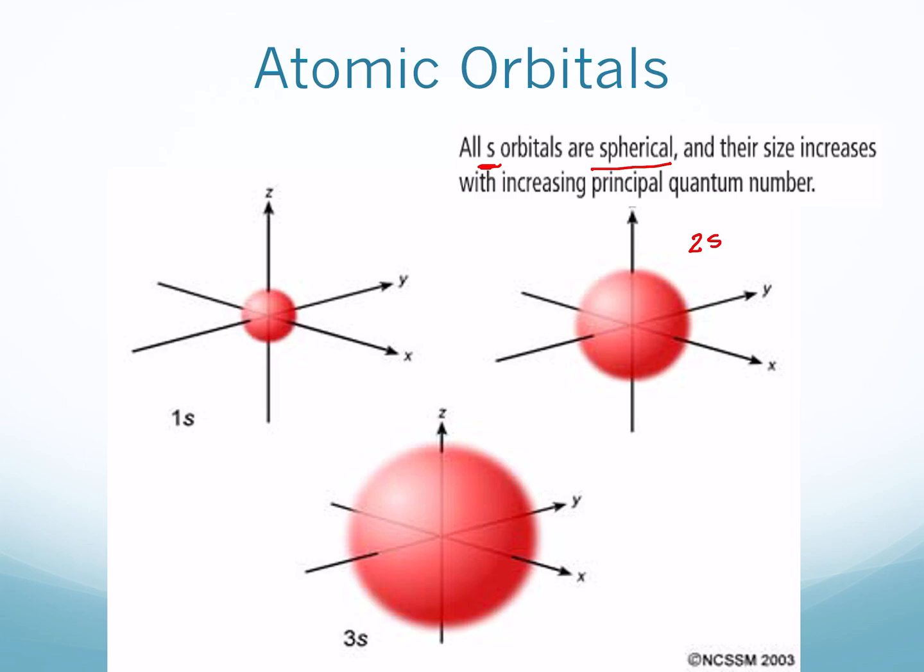So all s orbitals are spherical, and their size increases with the increasing principal quantum number. So as the number in the front gets bigger, the s orbital gets bigger because it's encompassing more and more space because it's getting farther and farther from the nucleus.